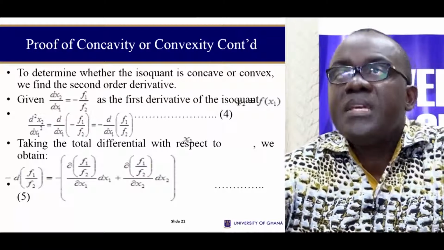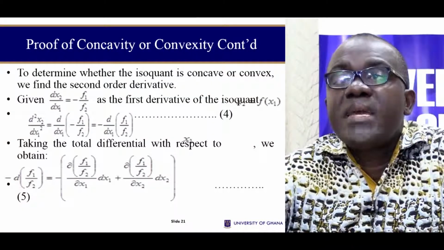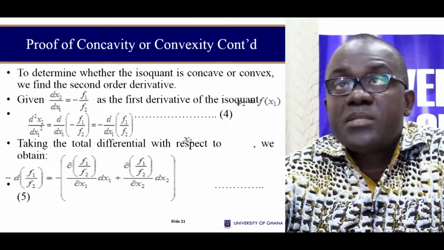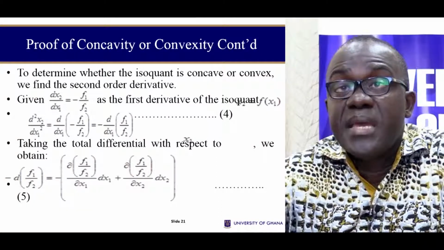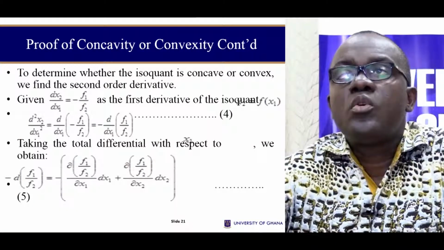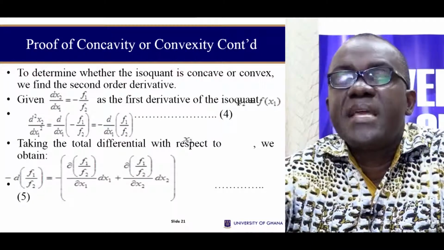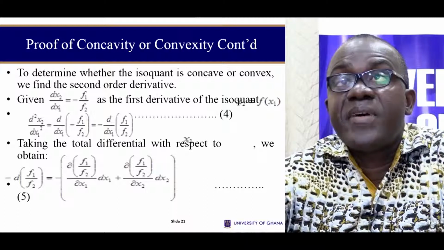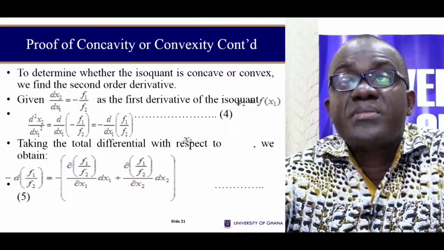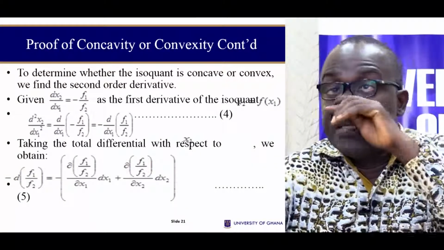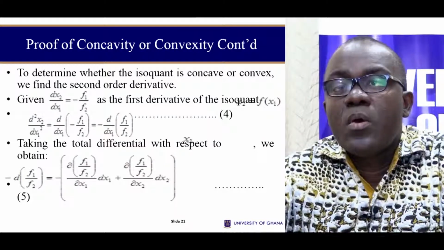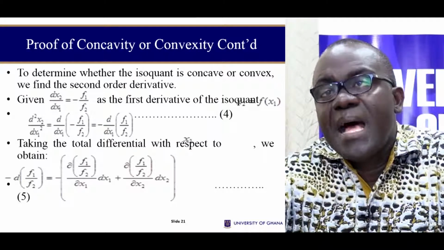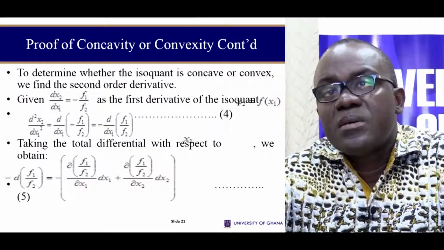Now, the next point is for us to determine the concavity or the convexity of an isoquant. You recall that we talked about the concavity and the convexity of a function in our previous lecture. So what we need to do here is to take the second order derivative, the derivative of our first order derivative, and see whether it's greater than 0 or less than 0. This is the second order derivative, which we can write in this form, and then in this form. When we take the total derivative of this function, we get this.